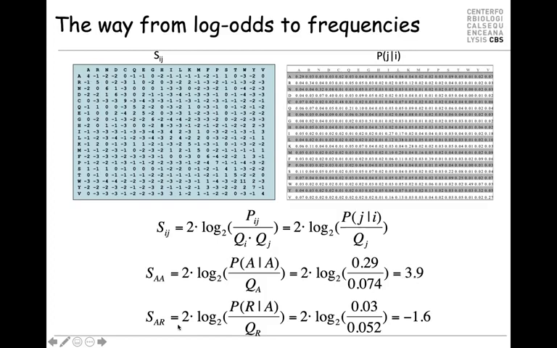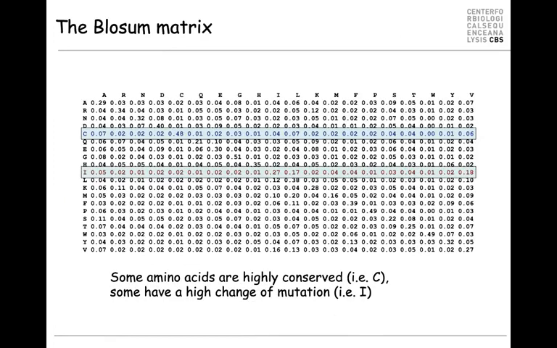Same thing. Likewise, if you go for the value for R given A, so this is the one here next to it, 0.03, divided by the background frequency in nature of R, which is 0.052. Again, that ratio, take the log base 2 and multiply by 2, you get minus 1.6. And again, if you round it off, you get minus 1. So this is a direct link between those two.